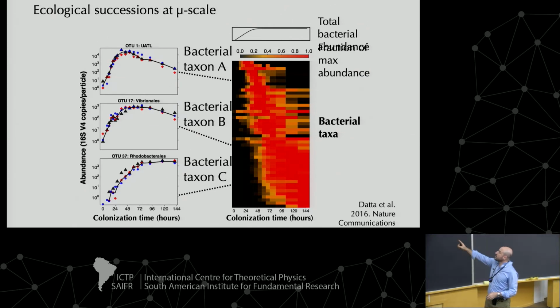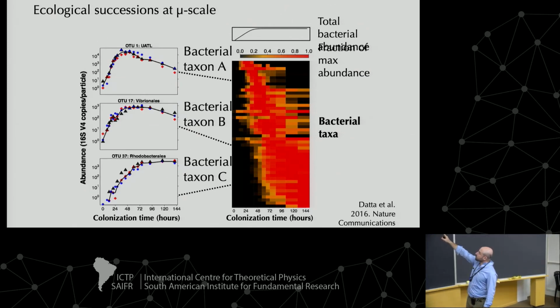So what you're seeing here, I don't know why its letters are so big, but this colorful thing here is a heat map, okay? And the rows of the heat map are the different species, the different taxa. The columns are time, okay? And these rows are normalized, so they sum up to 1 each row. So the red is maximum abundance, and black is absence, okay?